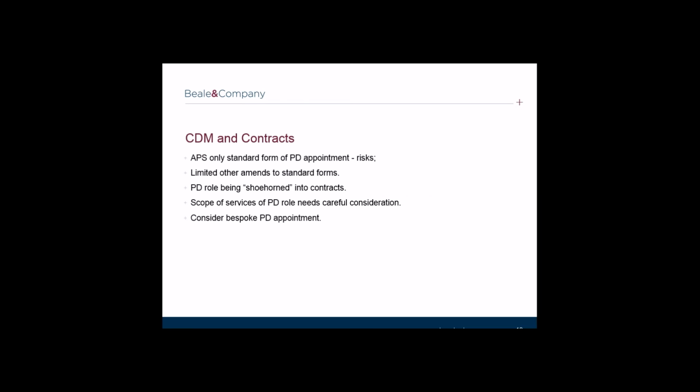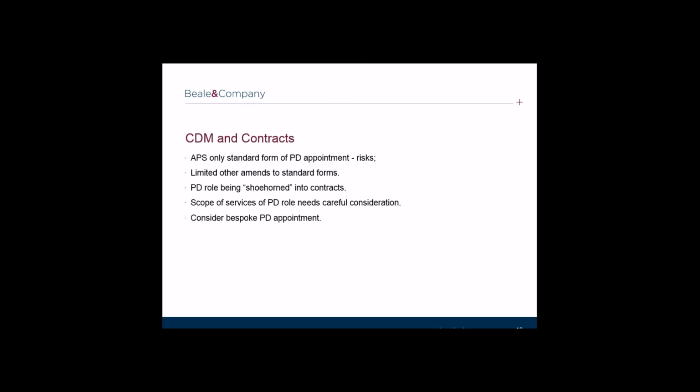Unfortunately, the amendments published by other contract publishing bodies to reflect CDM 2015 have been relatively limited. For example, to change the year of the regulations, or to replace reference to CDM coordinator with a reference to principal designer. Similarly, we have seen a number of tenders and appointments which refer to the principal designer role, and it is common for the role to be tacked on as an afterthought, or to be shoehorned into existing contracts by inclusion in the services only, for example. One example of this is a statement that the services shall include all obligations of a principal designer under the CDM Regulations 2015.